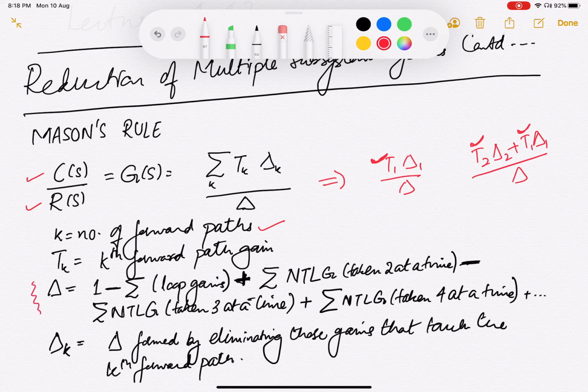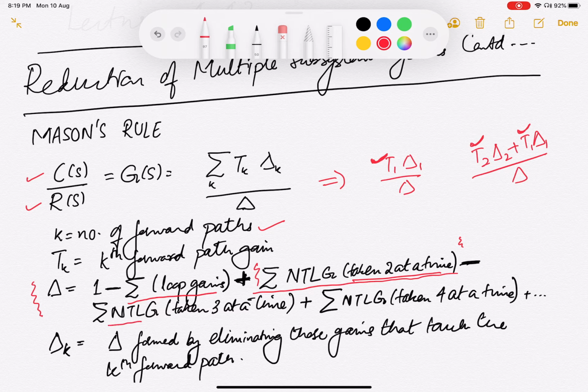Delta is slightly complicated. Delta is given by 1 minus summation of all the loop gains. So you have to find all the loops within the signal flow graph, plus summation of the product of non-touching loop gains taken two at a time, right? So you have to see how many pairs of non-touching loops you have in the signal flow graph, take their product and add them up, right? I'll illustrate this as an example so it'll be clearer.